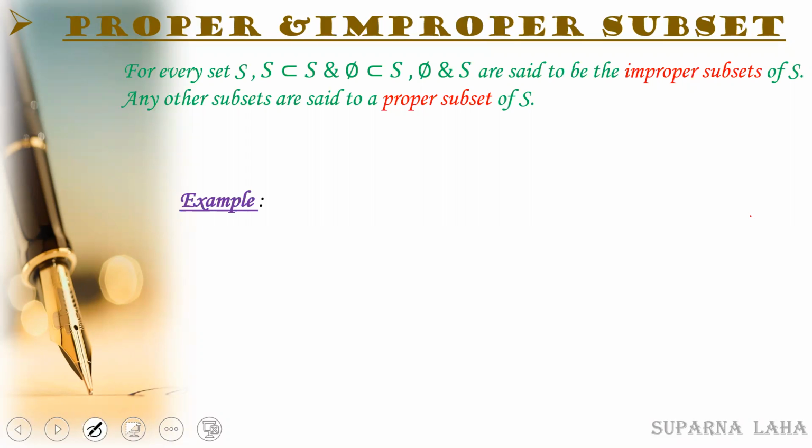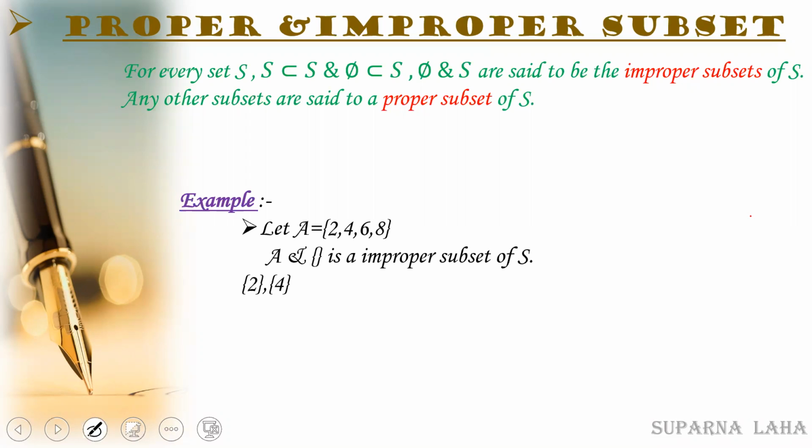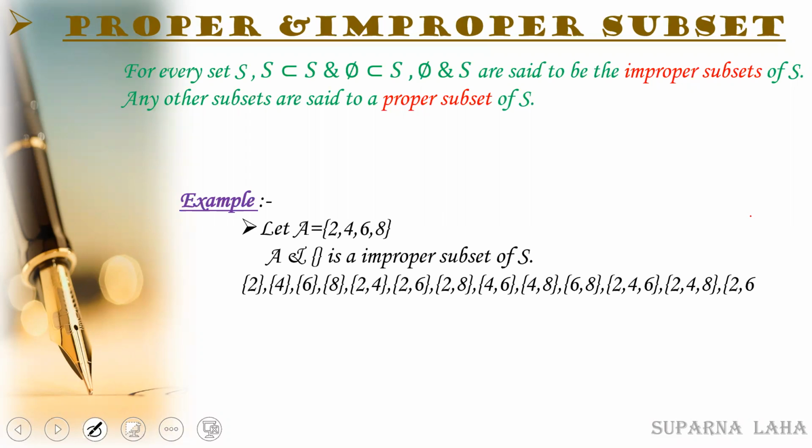Okay, so let's take one example. A is {2, 4, 6, 8}. Then A and phi are the improper subsets. And write down the proper subsets. That is {2}, {4}, {6}, {8}, {2, 4}, {2, 6}, {2, 8}, {4, 6}, {4, 8}, {6, 8}, {2, 4, 6}, {2, 4, 8}, {2, 6, 8}, {4, 6, 8}. So these are the proper subsets of A, and A and phi are the improper subsets.